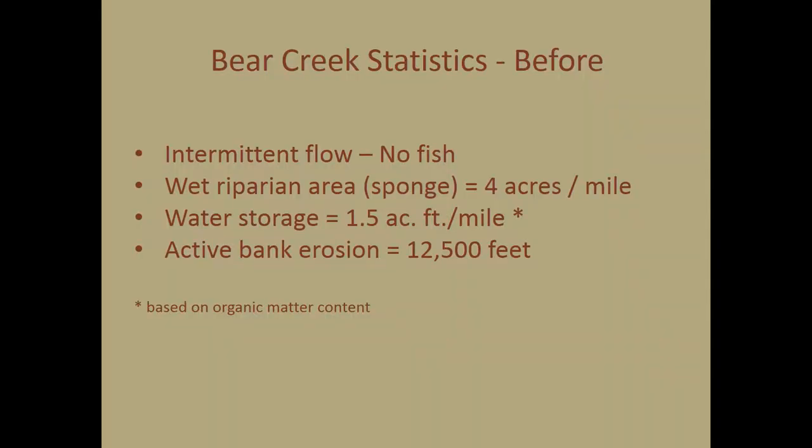Data and measurements collected at the Bear Creek site in 1977 at the onset of the recovery period include intermittent flow, no fish, wet riparian area, indication of sponge at 4 acres per mile, water storage at 1.5 acre-feet per mile, and active bank erosion at 12,500 feet.